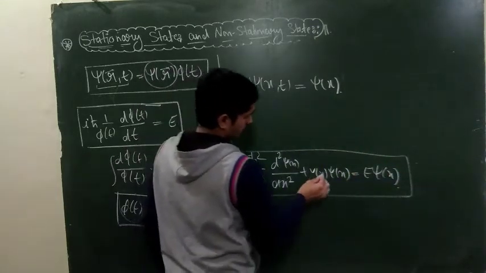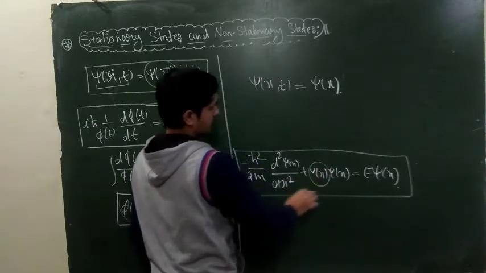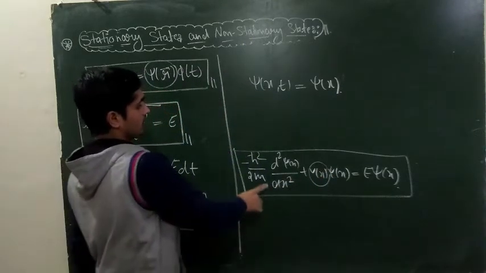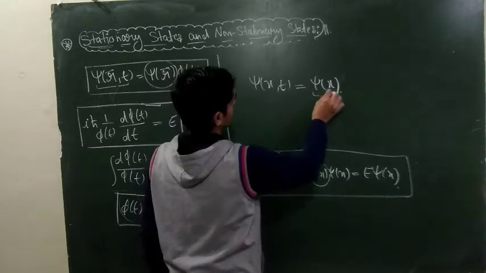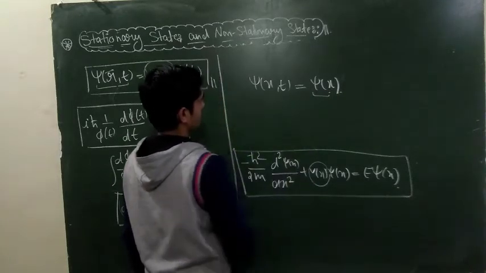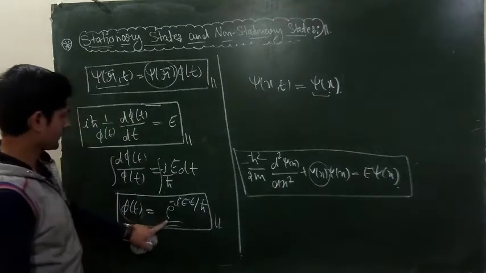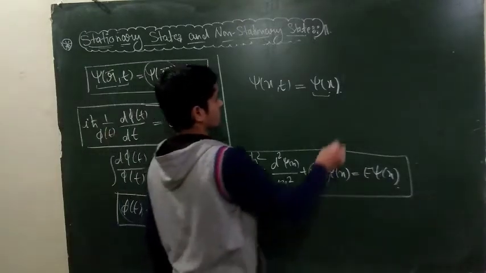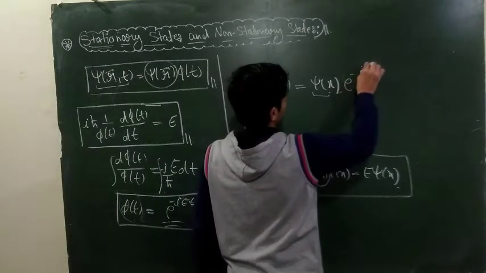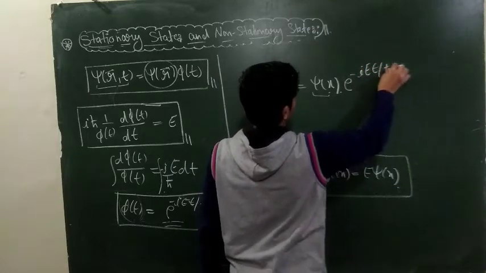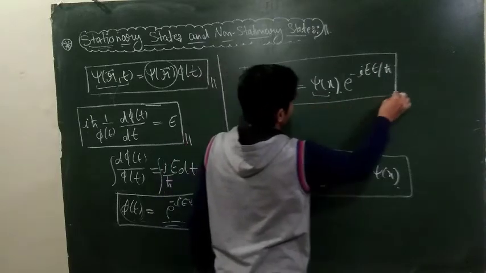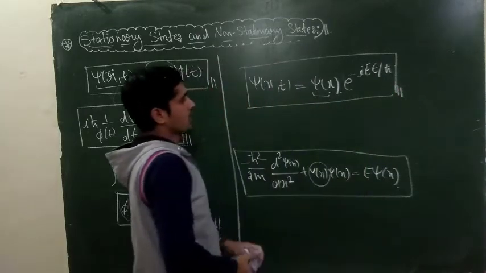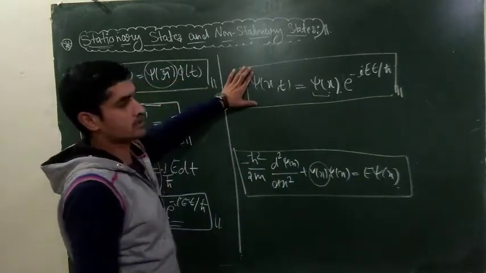So if you know this potential, then you can solve this differential equation. After solving this differential equation for this particular potential, you will get this part of the stationary state. And this second part is always this particular function, which is exponential of minus iEt over h cross. So the stationary states are those states which can always be written in this particular form.